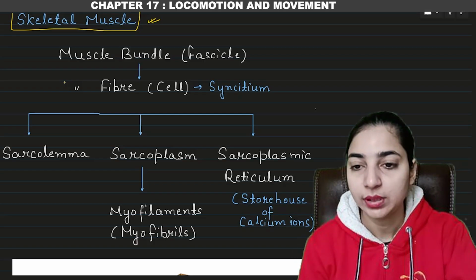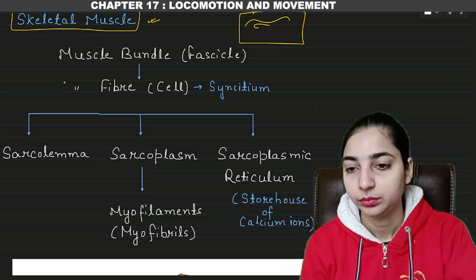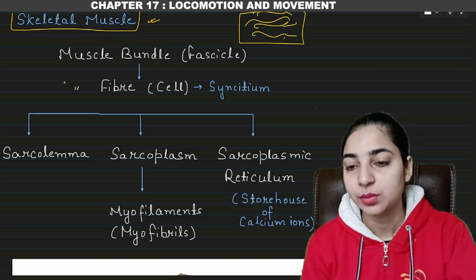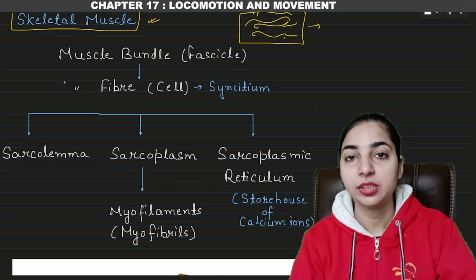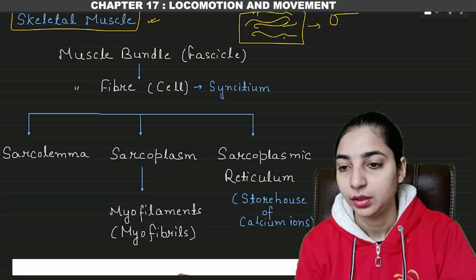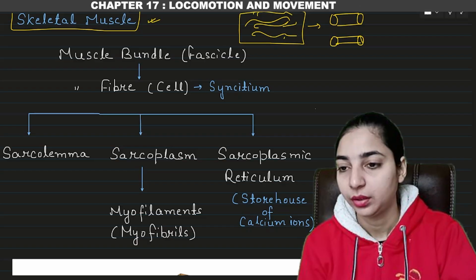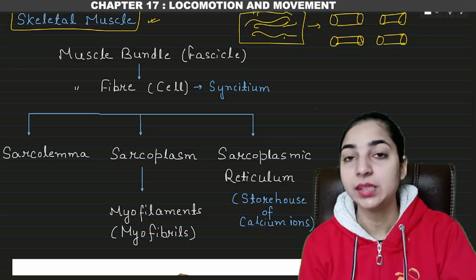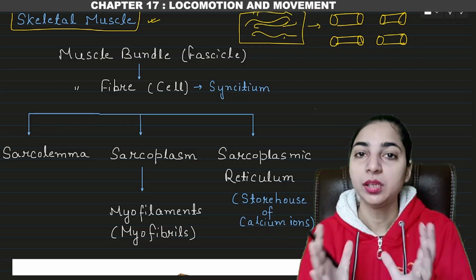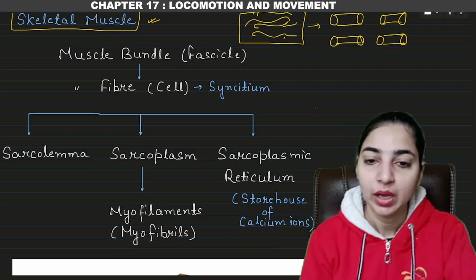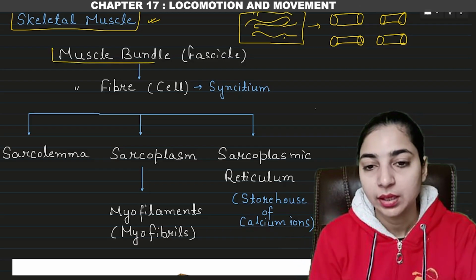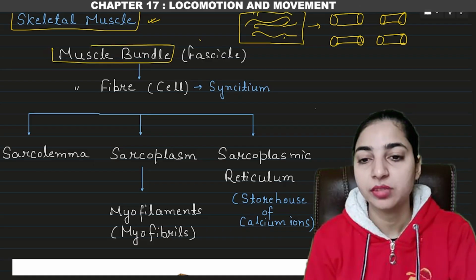Okay. So suppose this is one muscle. So how is this muscle formed? It is formed by a large number of muscle bundles like this. This is one bundle. This is another bundle. This is another bundle. So when a large number of muscle bundles come together, they form the organized muscle. Okay. So muscle bundles, and these muscle bundles are known as fascicles.